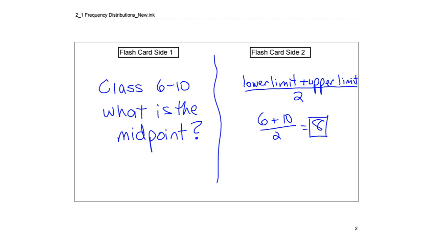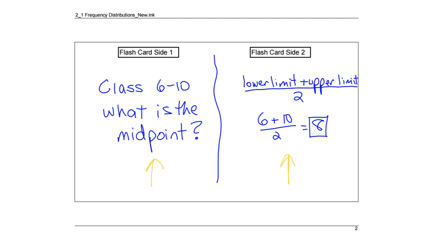We've got the class is 6 through 10. In other words, my lower limit is 6, my upper limit is 10, and I want every person who has a score between 6 and 10, including 6 and 10. And we're asking what is the midpoint. So this is your first side of your card.